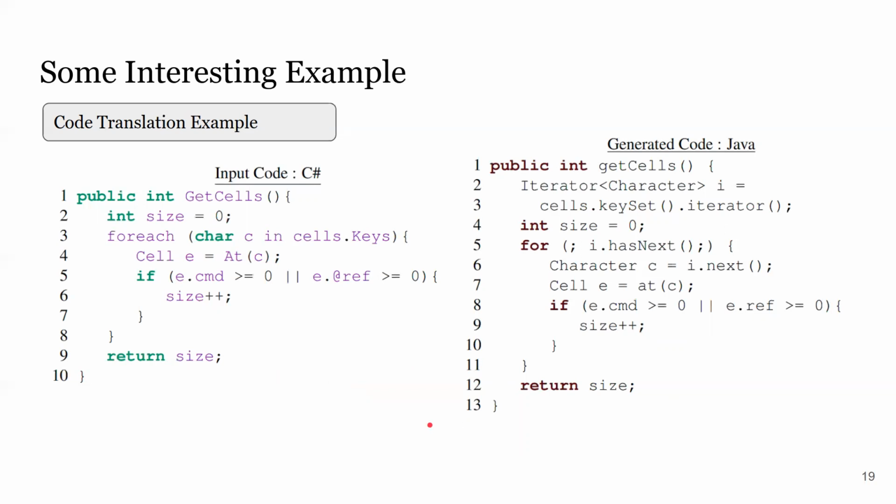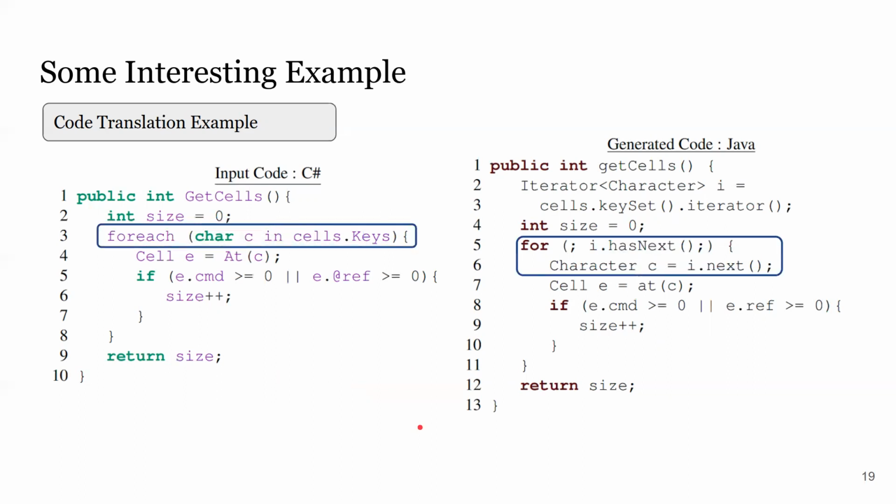There are some more subtle and interesting examples to note here. In the input code, a collection is iterated by a foreach loop. However, there is no such thing as foreach in Java. The way to iterate the collection in Java is through an iterator. And as we can see, PLBART does exactly that.